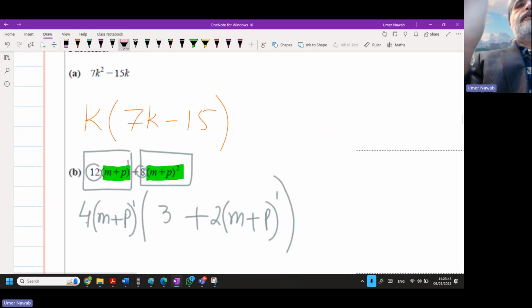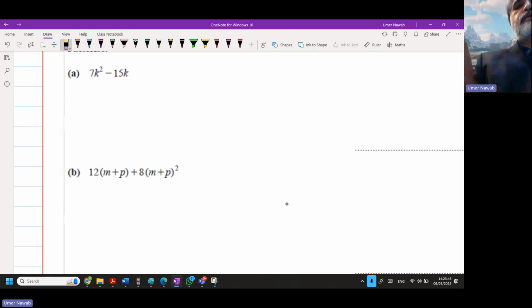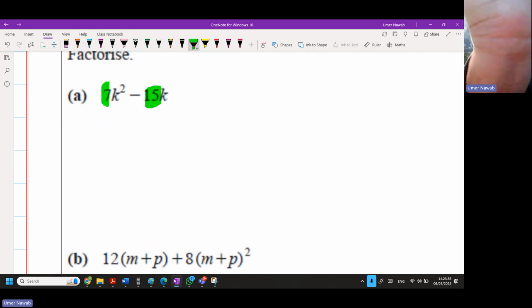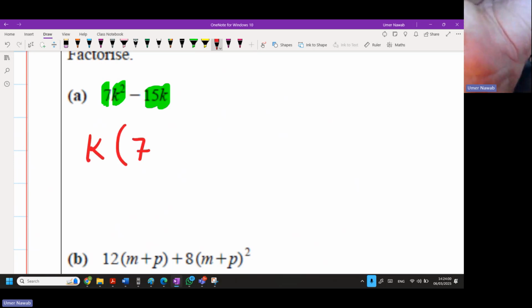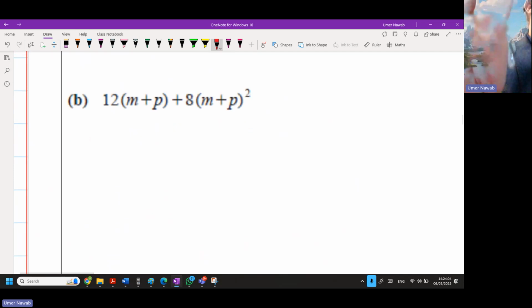Now, this type of a question, let's see how we can solve it. 7k squared, we have here 7, and we have here 15. There is nothing common, only k squared and k, I can take k outside. So 7k minus 15 is the solution for this question.